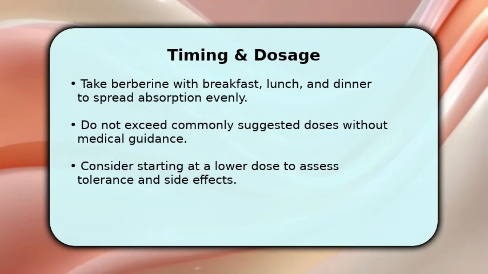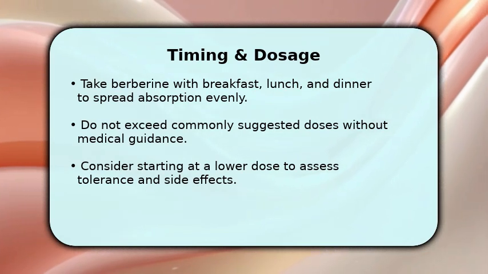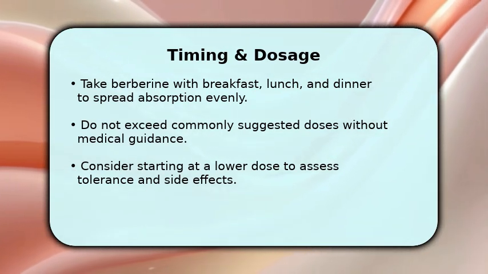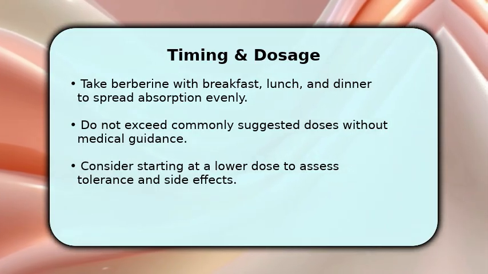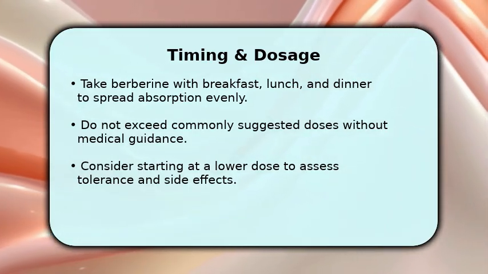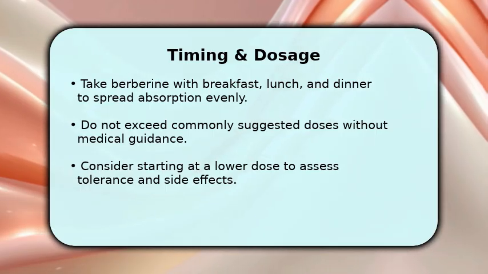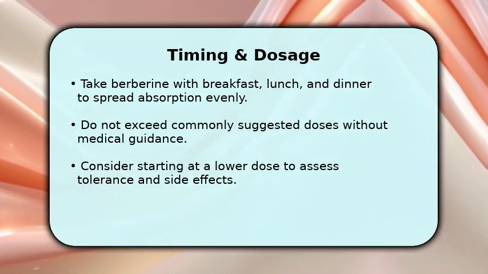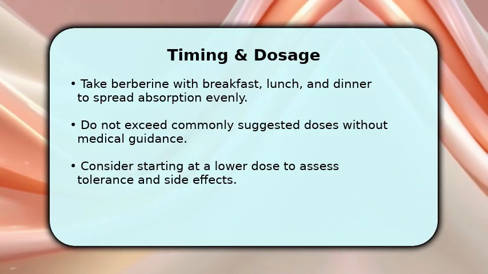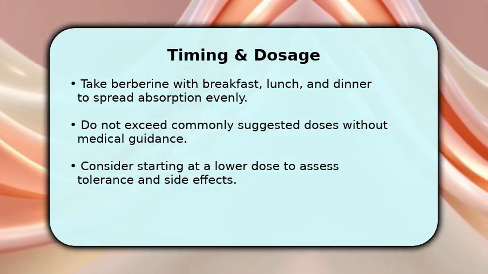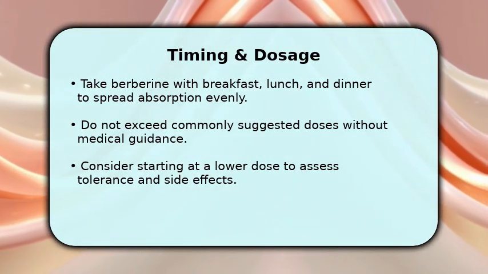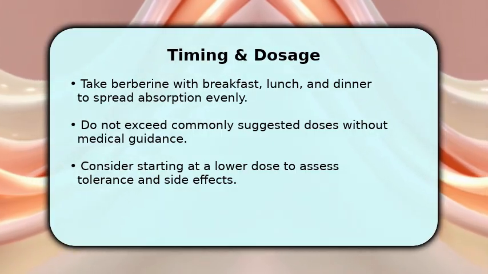In this video, I will explain how to take Berberine step by step. Take each 500 mg dose with a meal to reduce stomach upset and boost absorption. Space doses roughly 4 to 6 hours apart to maintain steady blood levels and consistent effects. Avoid taking Berberine at bedtime to reduce possible sleep disturbance. Keep a simple log of doses and symptoms so you can discuss adjustments with your healthcare provider.